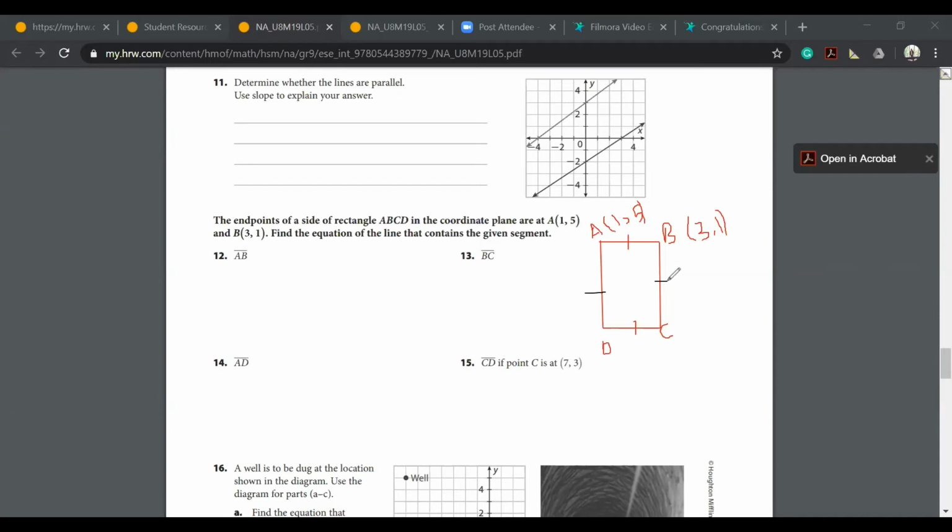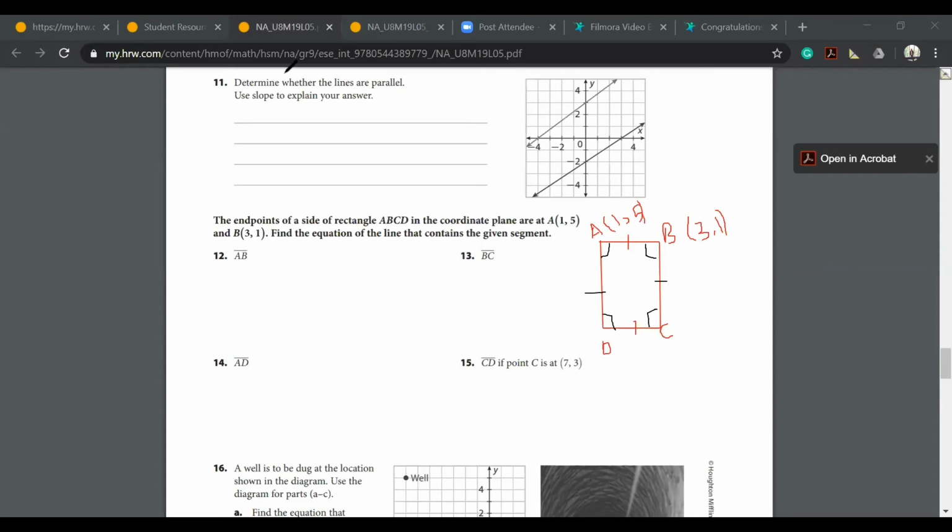What else do we know about a rectangle? We know that a rectangle has four 90-degree angles. This is 90, this is 90, this is 90, and this is 90. All of the angles here are 90 degrees. So this segment is perpendicular to this segment, and this is perpendicular to this, and so on. Find the equation of the line that contains the given segment, and he is talking about BC. He wants me to find the equation of BC.